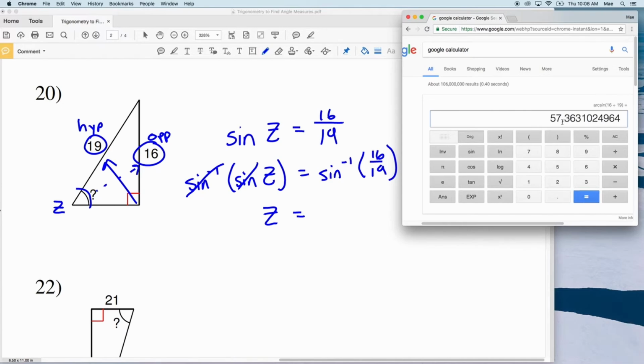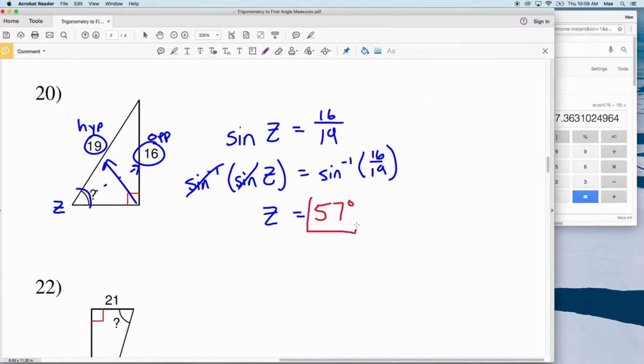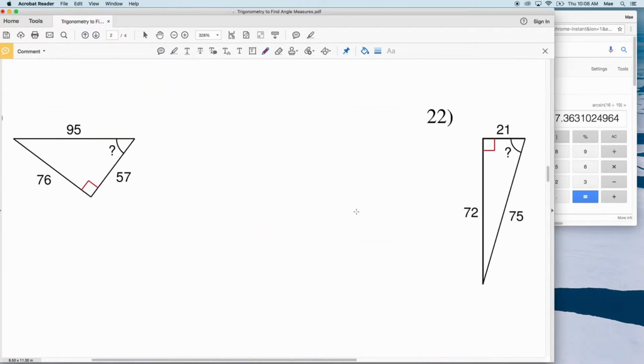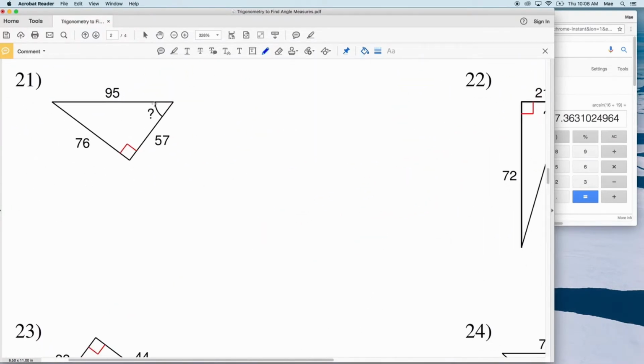And that gives us approximately 57 degrees for number 20. In number 21, let's go ahead and call this angle X. We're given all the side lengths, so we're going to be able to choose. We're given what's opposite, we're given what's adjacent, and we're given the hypotenuse. So go ahead, use either sine, cosine, or tangent to solve for this. I'm going to go ahead and use tangent.